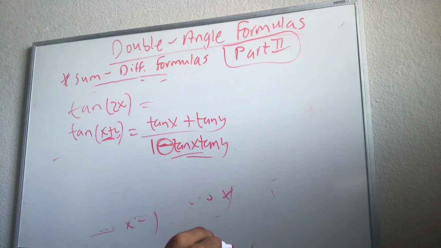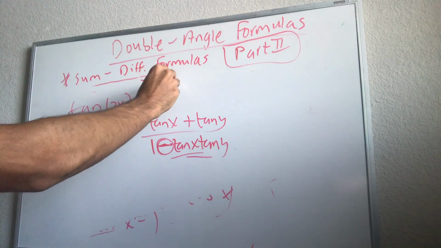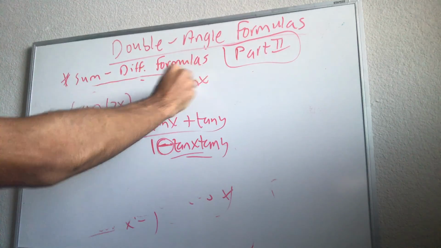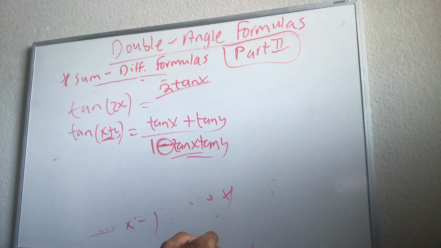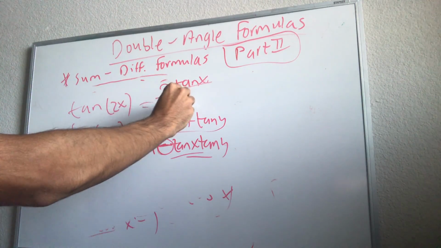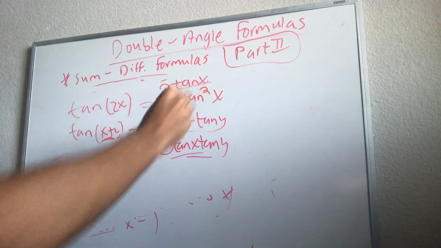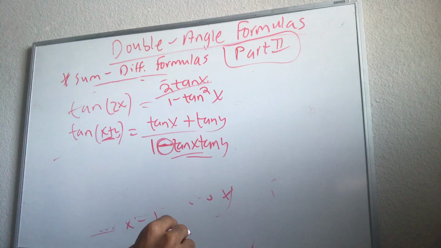So doing tangent of 2x, we see that's tangent of x plus tangent of x. Well, that's just 2 times tangent of x divided by 1 minus tangent of x times tangent of x. That's just 1 minus tangent squared x. So tangent of 2x is equal to 2 times tangent x, all divided by 1 minus tangent squared x. So those are the double angle formulas that you should familiarize yourself with.